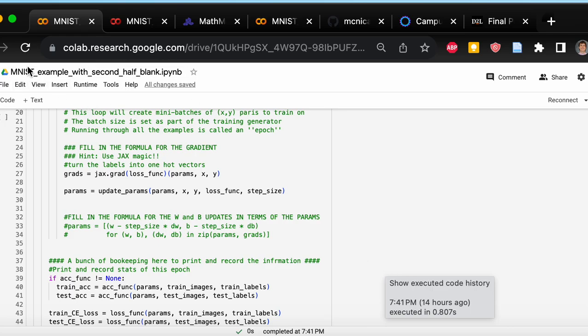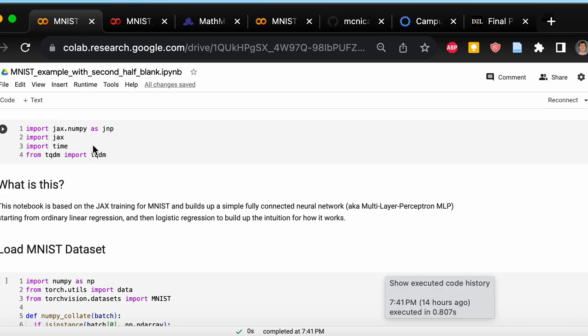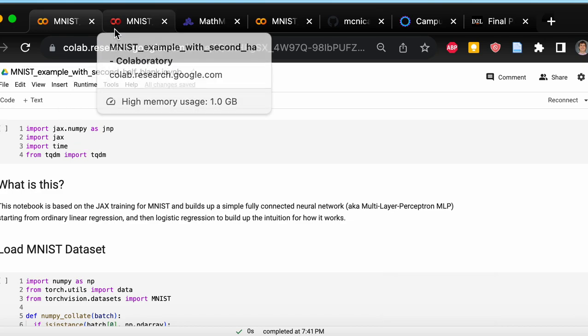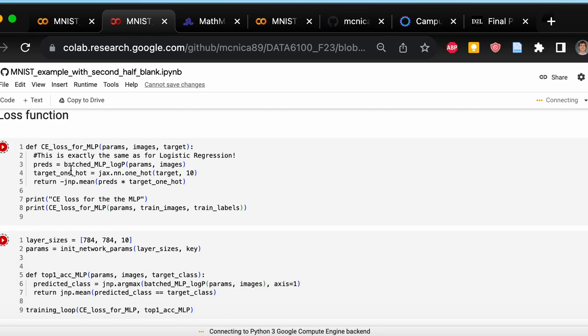We were doing the MNIST example with blanks. This class we're doing the MNIST example with the second half blank, because we did the first half last time. And that is now in the course GitHub. Let me run all. I'm sure it'll crash at some point because at some point it's blank.